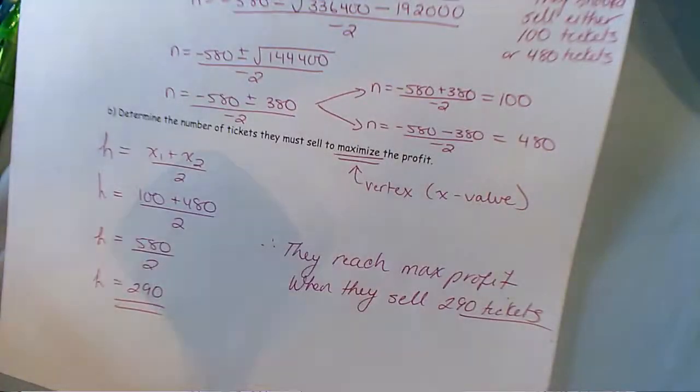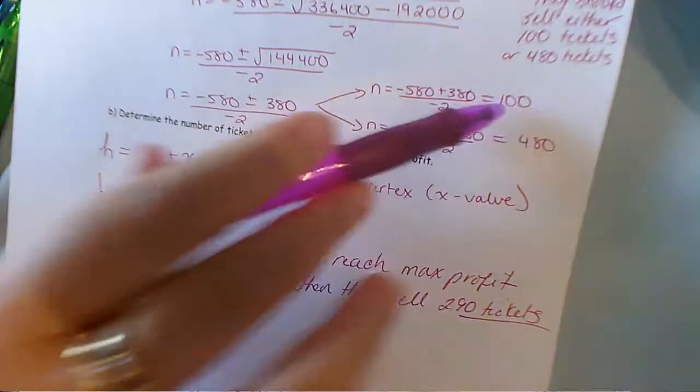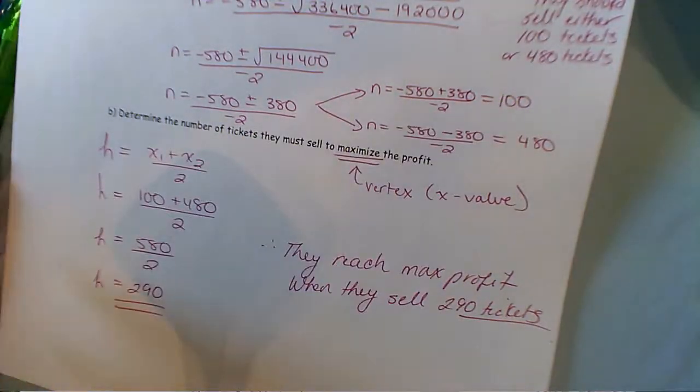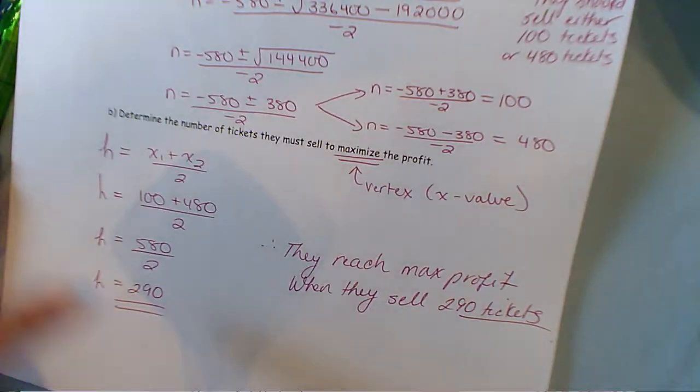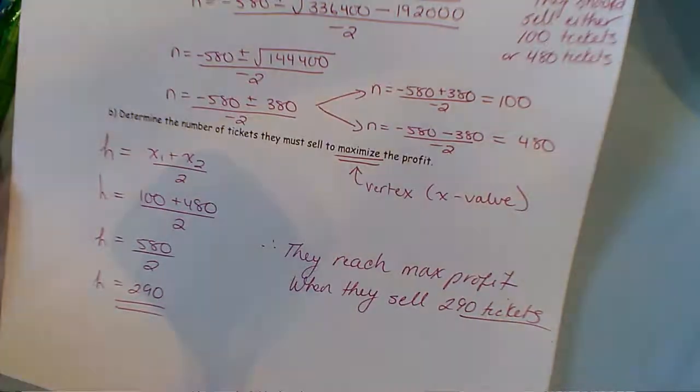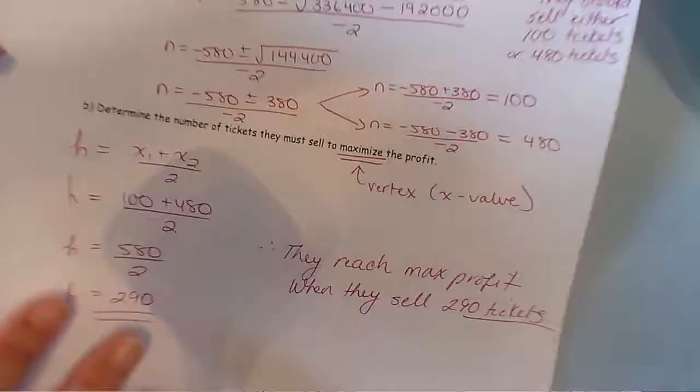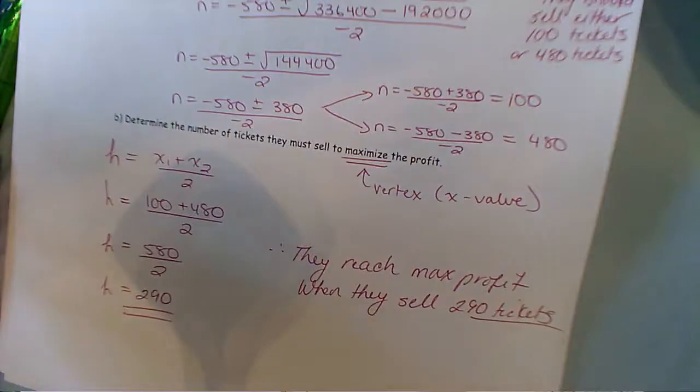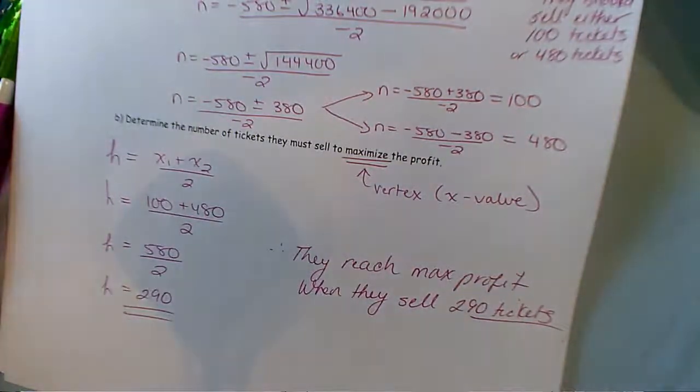Okay, so at 290 tickets, which is the middle of the two X intercepts that we just found, smack dab in the middle, which is the axis of symmetry. It didn't ask us what the maximum profit will be. If it did ask us that, then we would need the rest of the vertex. We would have to sub in 290 to get the rest, or just find the vertex using completing the square. Either way, you're going to get 290 tickets as the best option.